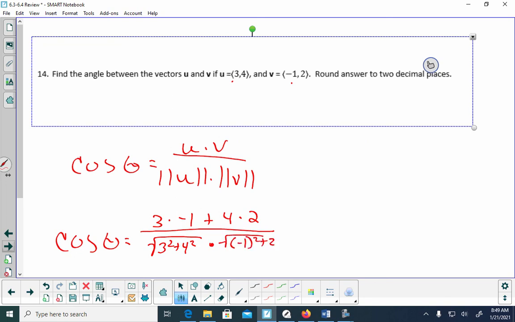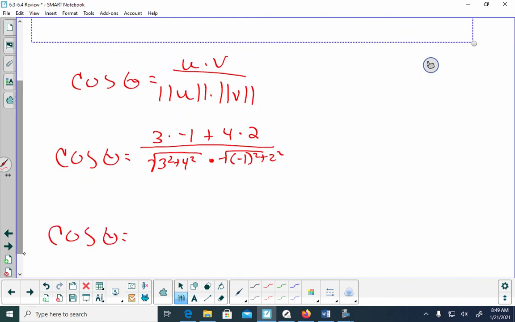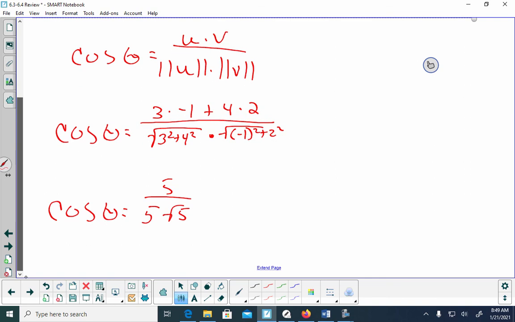which is the square root of (-1) squared plus 2 squared. And when I do that, I have the cosine of theta is equal to, so this is -3 plus 8, so that's going to be a positive 5. The square root of 9 plus 16 is the square root of 25, which is just 5. This will be 1 plus 4, so the square root of 5. So that's what I have. And I can leave it like that. I can simplify the 5s. It doesn't really matter because I'm just going to throw it in my calculator. I'm an inverse person, so I'm going to do inverse cosine of 5 over 5 times the square root of 5.